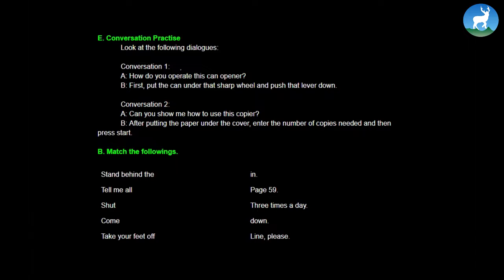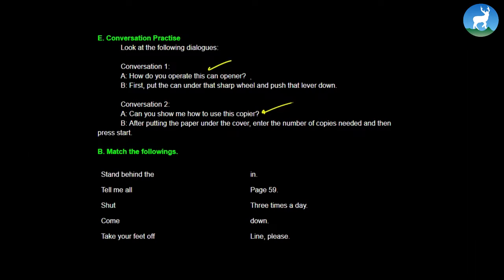Conversation 1. A: How do you operate this can opener? B: First put the can under that sharp wheel and push that lever down. Conversation 2. A: Can you show me how to use this copier? B: After putting the paper under the cover, enter the number of copies needed and then press start. Just a simple instruction has been given on how to operate a copier, how to open a can.